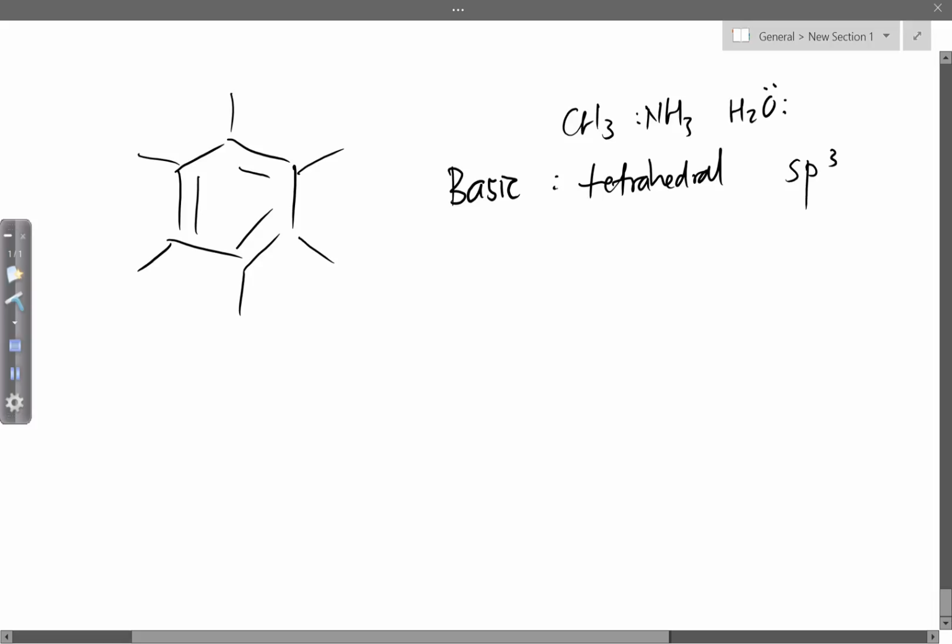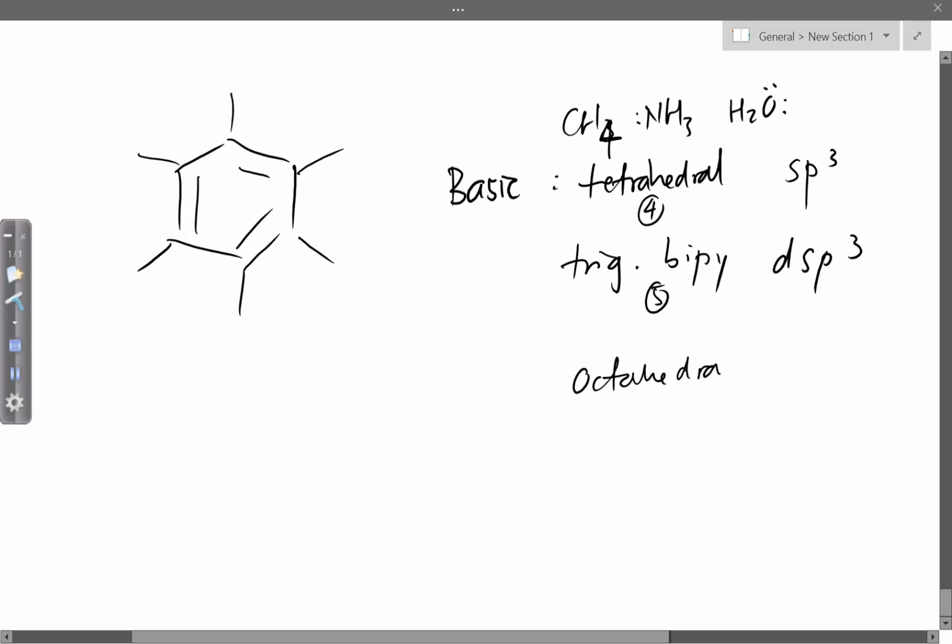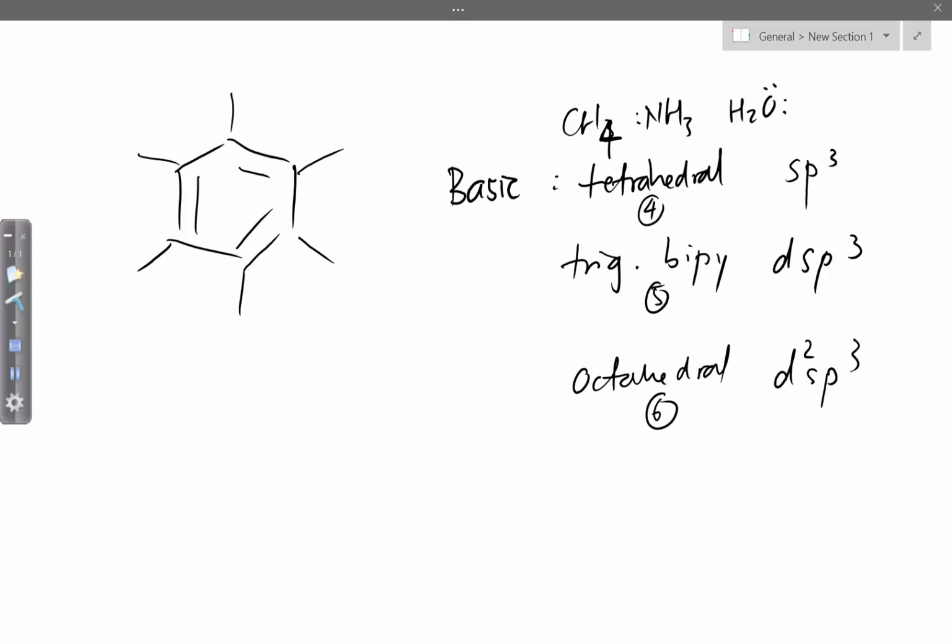Now if the basic shape is trigonal bipyramidal, it will be dsp3, because there's 5 in total: 4 bond pairs and lone pair. So for these there's 5, and of course for 6, which is your octahedral, will be your d2sp3, right, and so on. And then if you're wondering, my school never teach dsp whatever, right? So now see this question.